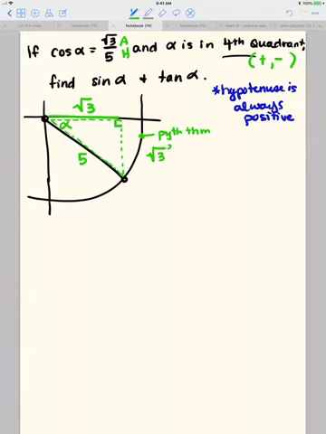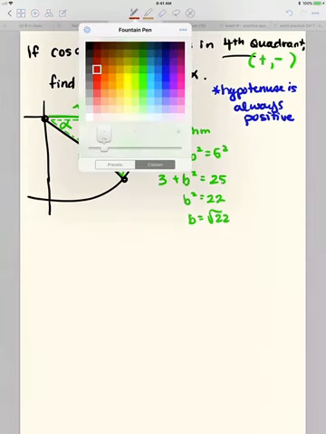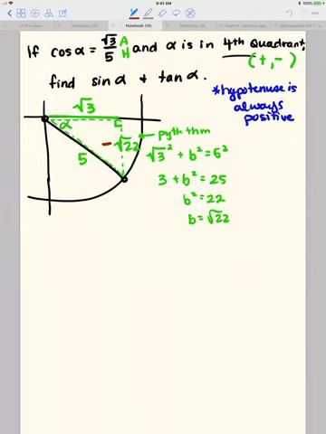So square root of 3 squared plus b squared equals 5 squared. So we get 3 plus b squared equals 25. b squared equals 22, and b equals the square root of 22. So that's our missing side, but we'll have to make it negative because we're in the fourth quadrant. I mean, when you take the square root, you get plus or minus anyway, but specifically, we have to keep the square root of 22 negative because we're in the fourth quadrant.